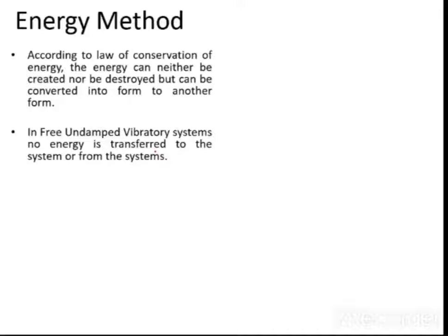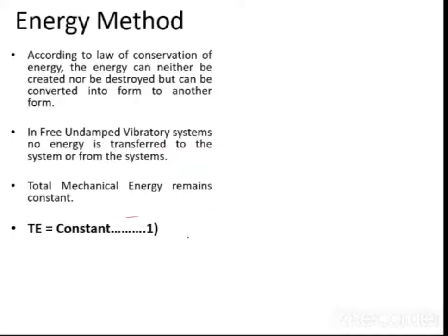There is some sort of energy which gets converted from one form to another form, right? So basically what I mean to say is that the total energy, basically the total mechanical energy, remains constant. Okay, it is very important. So what is the statement? T is equal to constant. T is nothing but the total mechanical energy. The total mechanical energy remains constant. Means no energy is transferred to the system or from the system, and that is why the total mechanical energy remains constant. So this is nothing but the statement of the energy method.